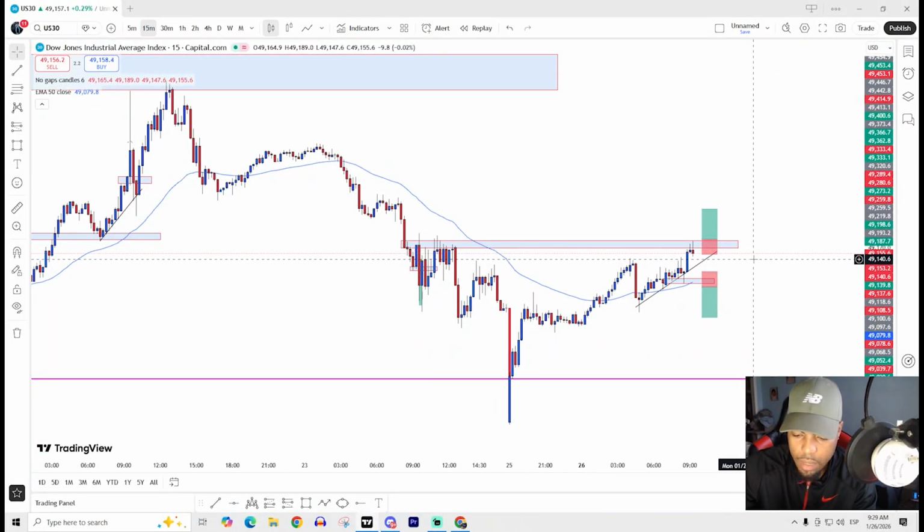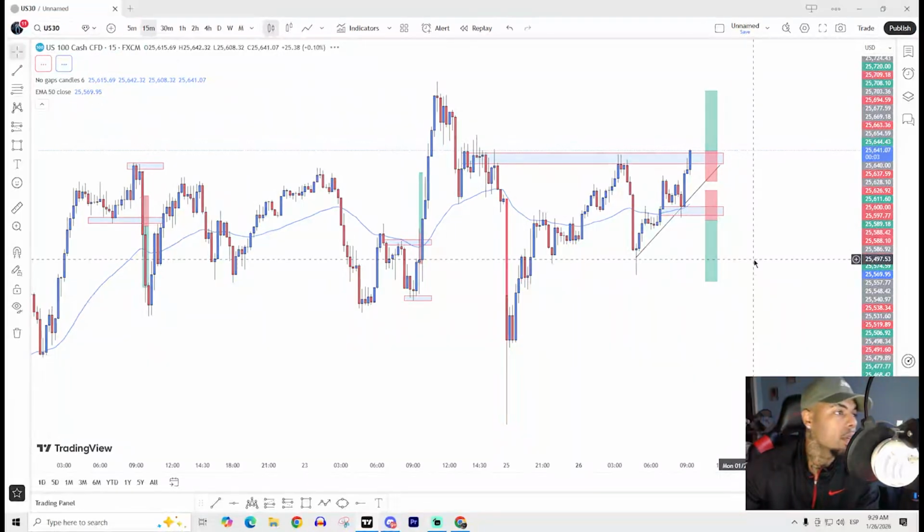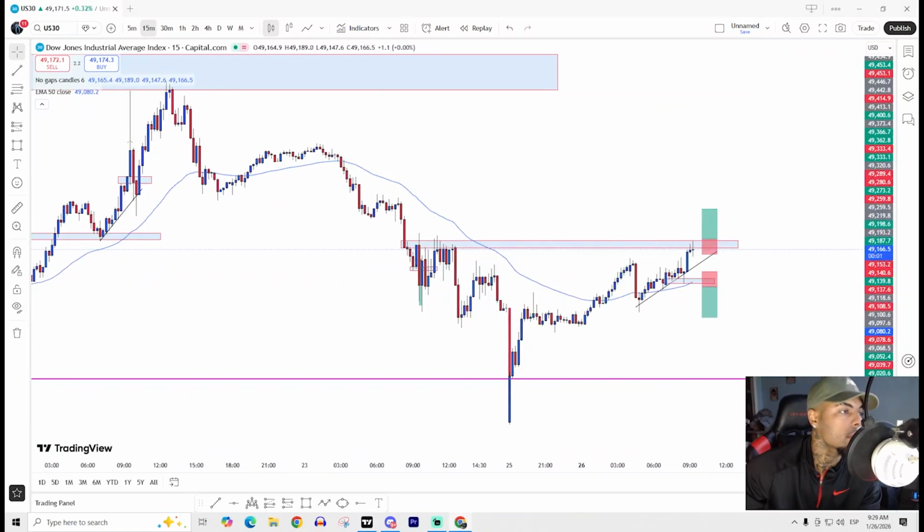NAS 100, I might not even take that trade just because of the fact that it's already pushing above the resistance zone, and it's having a good push. So I might just lay off of that. So I'm probably just gonna end up focusing on US30 and see what type of push we have.